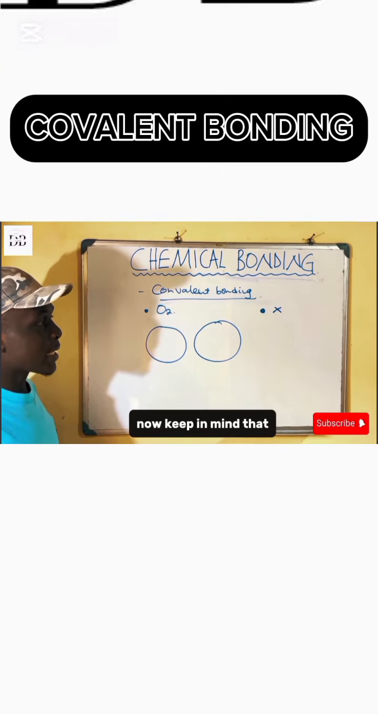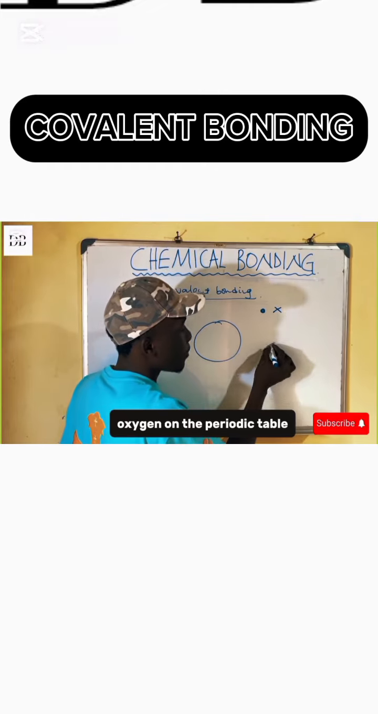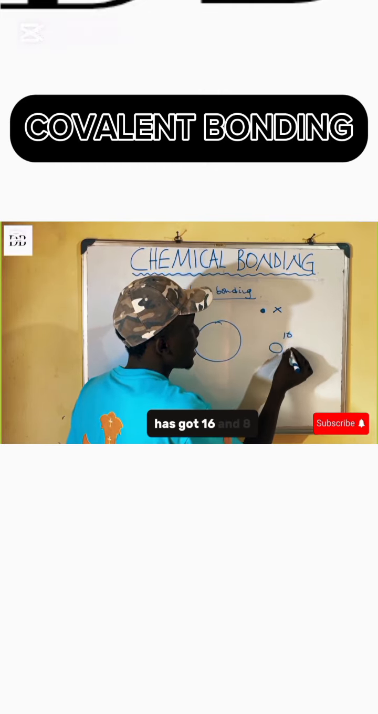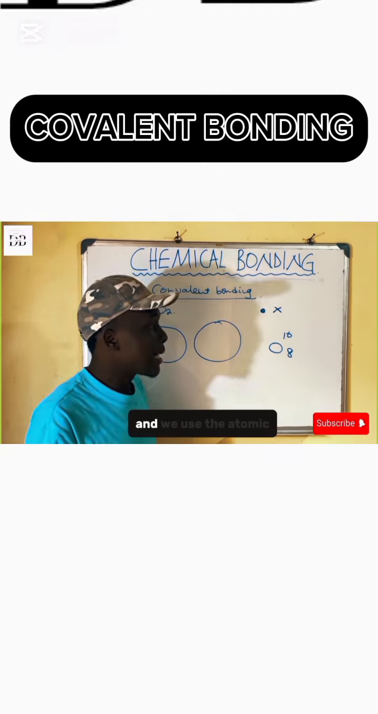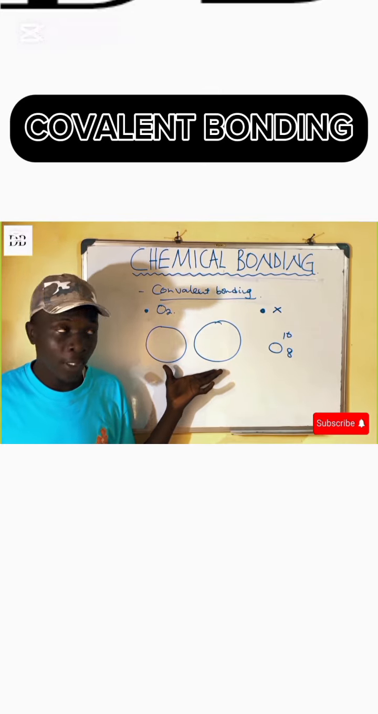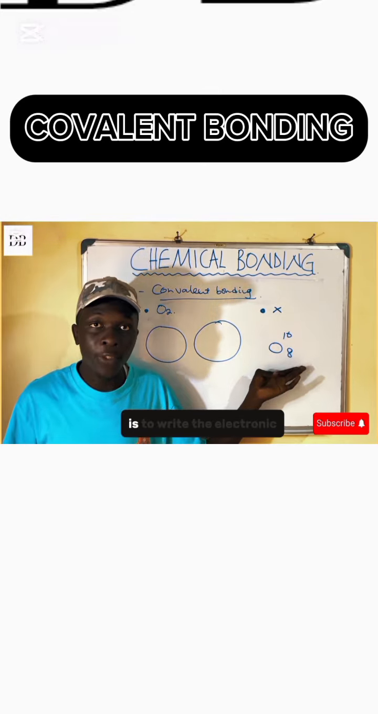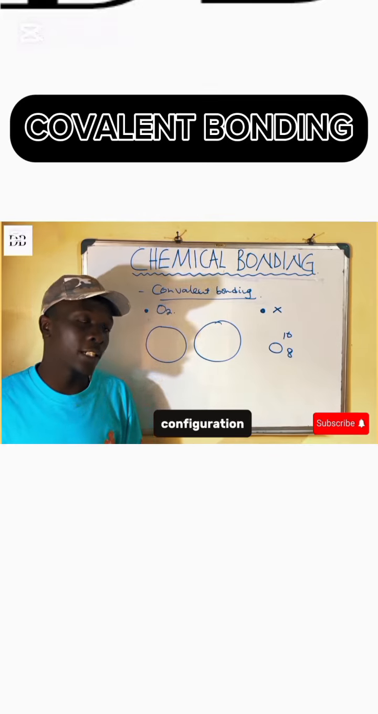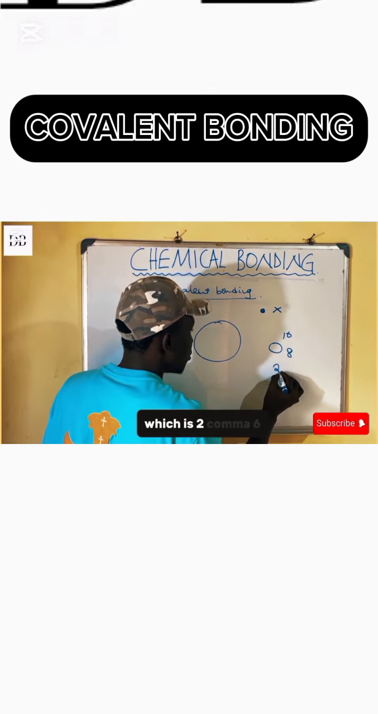Now keep in mind that oxygen on the periodic table has got 16 and 8. And we use the atomic number when we are dealing with bonding. So the second step here is to write the electronic configuration, which is 2,6.